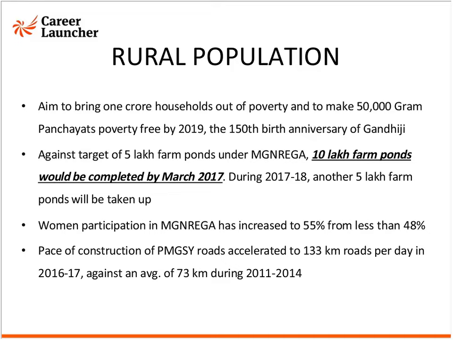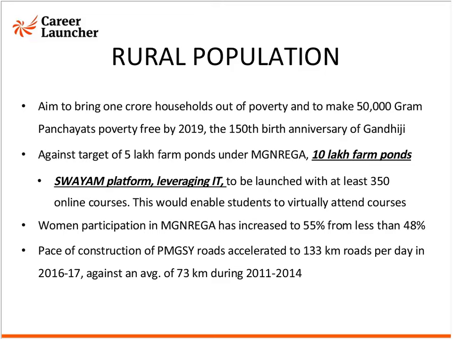And secondly is the pace of construction of your Pradhan Mantri Gram Sadak Yojana. So PMGSY is Pradhan Mantri Gram Sadak Yojana, under which they essentially understand the plan for building sadak, so basically roads in rural areas. So essentially you're trying to accelerate to 133 kilometers of roads per day in 16-17, against what on an average you've achieved, 73 kilometers during the last 3-4 years. So you want to increase that to 133 kilometers.